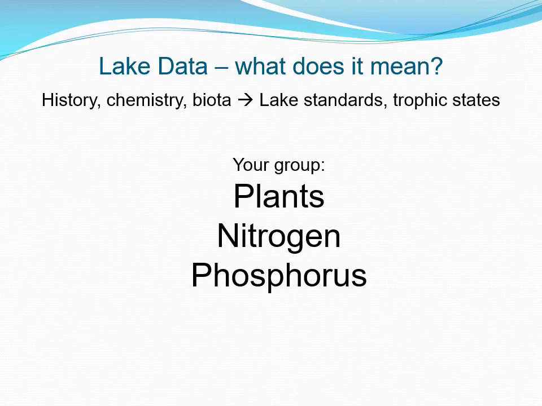For you specifically, I want to talk about plants, aquatic plants in Egan, and also nitrogen and phosphorus, what they mean and what kind of levels are sort of standard. There's a whole lot of things to know about a lake, but for your group, that's what we'll focus on.